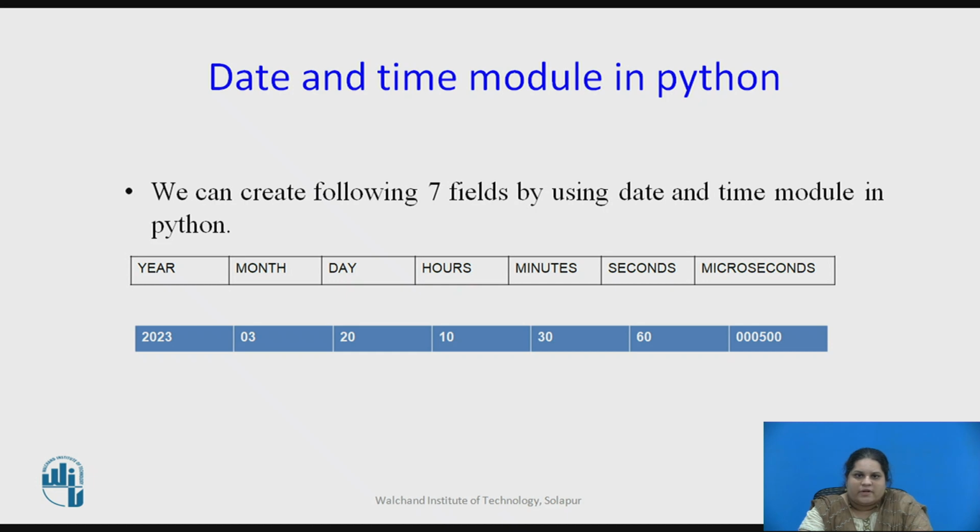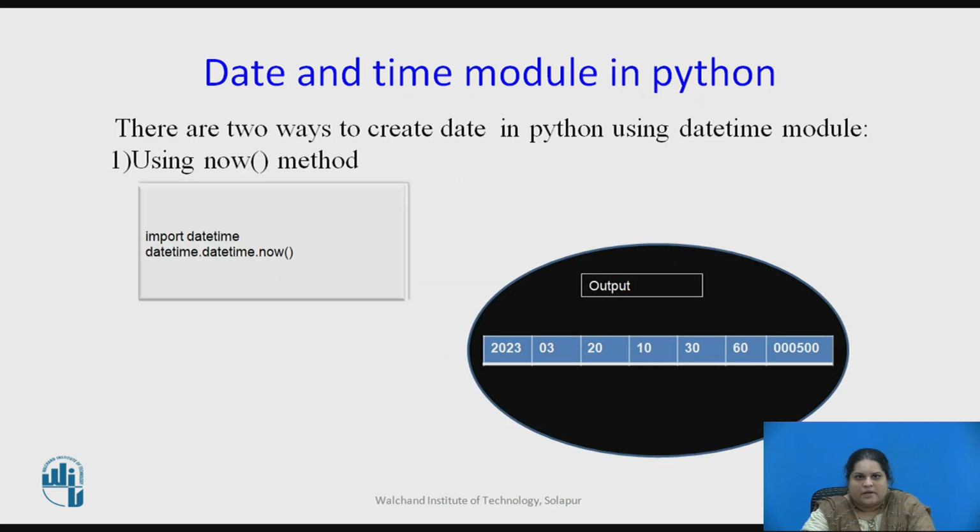If you observe here, the current date we can represent as 20th March. In the month it is displayed as 03, the day will be taken as 20, whatever the date is, and the year is represented using a 4-digit format, that is 2023. Also the hours and minutes are displayed likewise. Suppose hours is 10, minutes are 30, then whatever the seconds are, that is between 0 and 60, and microseconds as 000500, that means 500 microseconds.